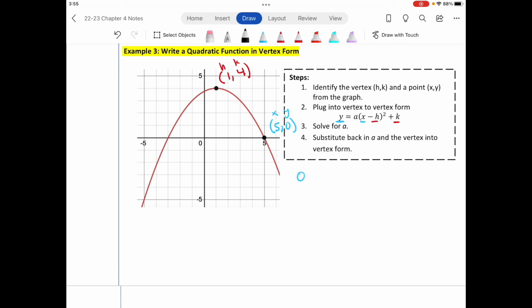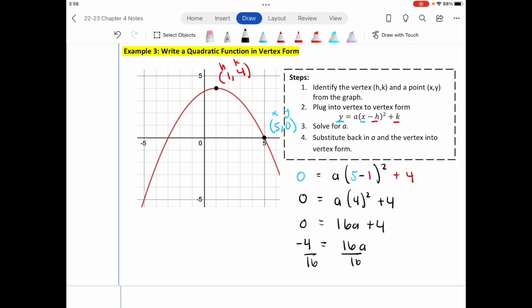So we're going to have 0 is equal to a, that's what we're going to end up solving for, times x, which is 5, minus h, which is 1, all squared, plus k, which is 4. Using order of operations, we're going to have 0 is equal to a times 4 squared plus 4. So that means 0 is equal to 16a plus 4, and then we'll solve for a. Subtract 4 from both sides, negative 4 equals 16a, divide both sides by 16, and negative 1/4 is equal to a.